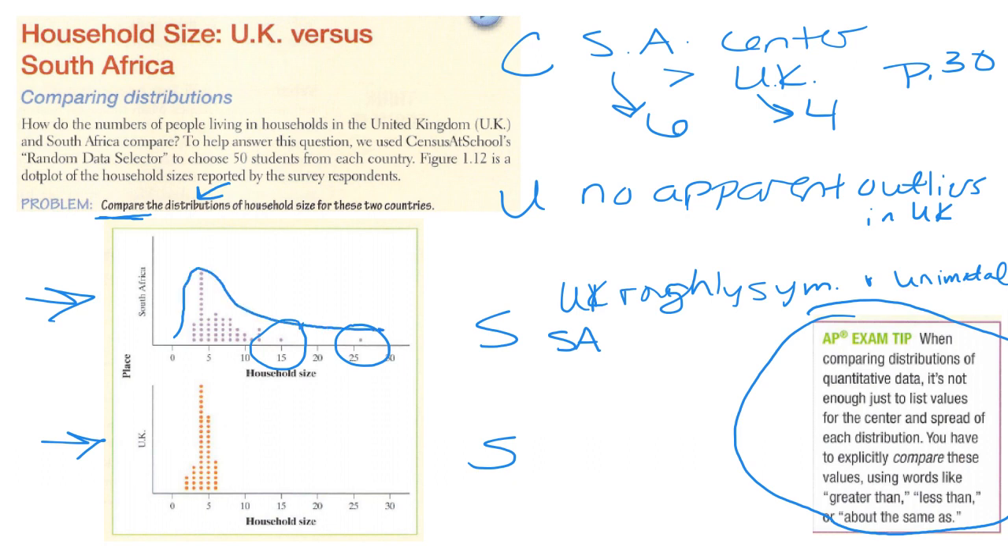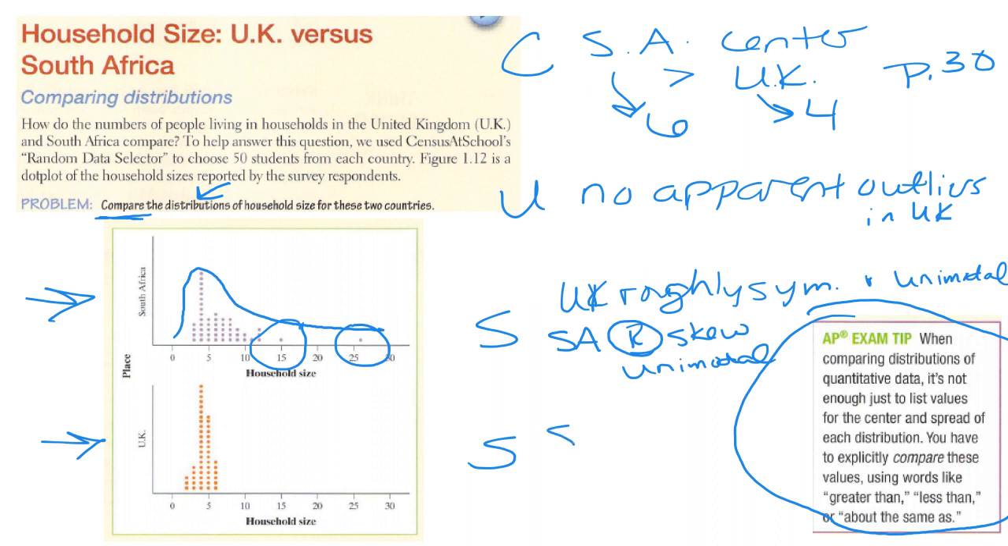If I stepped on that, my right foot, the big toe would be there. So compared to the South African one that appears to be right skewed, but also unimodal, using that comparative language.